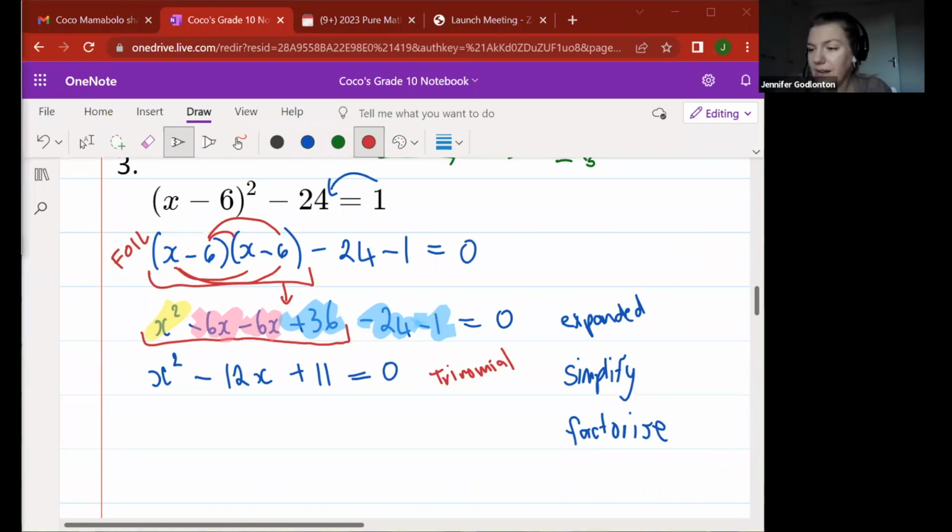Yes, how can I help? Ma'am, how did you get the 11? So I took this 36 and then I minused the 24 and then I minused another 1. Oh, thank you, ma'am. No problem.